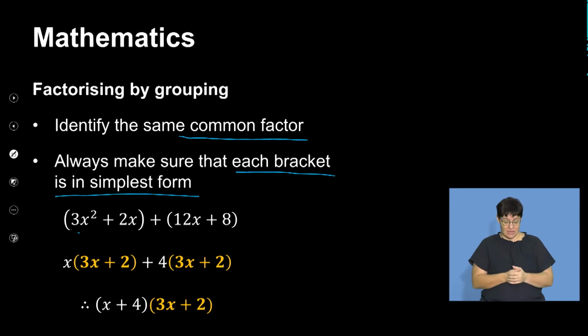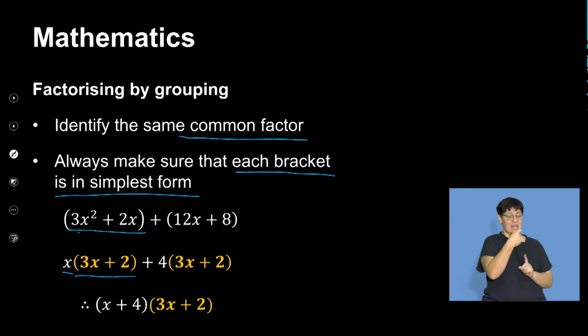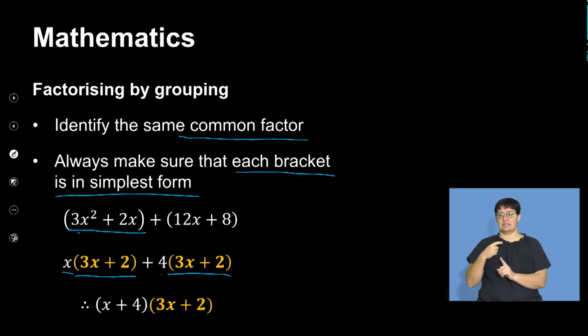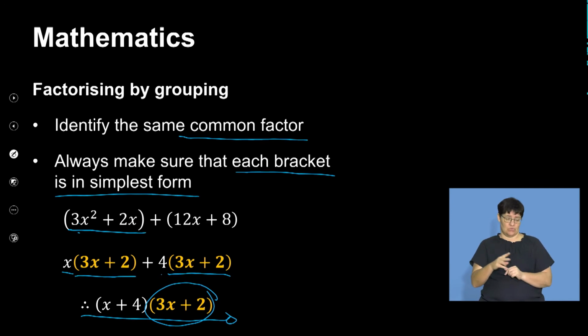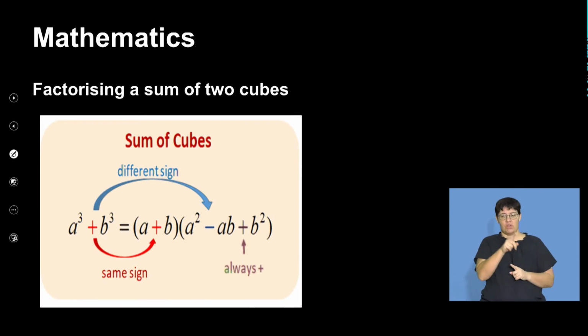So the common factor of the first one here will be just x, and then in the brackets I will have 3x plus 2. The common factor of the second one will be 4, and I will be left with 3x plus 2. And you can already see that that will then be my common factor as well, with the 3x plus 2. Hence, when I factorize this, it will then give me x plus 4, 3x plus 2. And that's how you will factorize using what we call grouping.